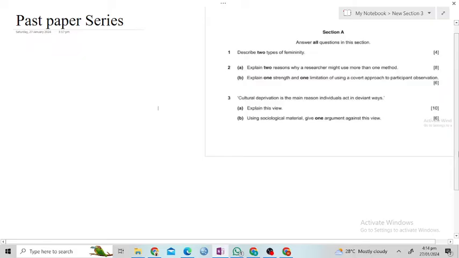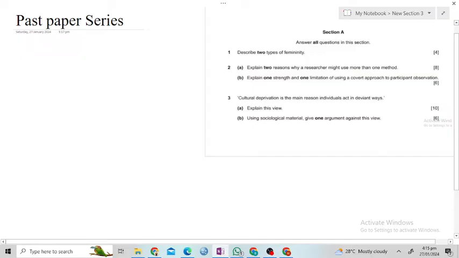Now we are at question number 2, the 2A part. It says: explain 2 reasons why a researcher might use more than one method. It's an 8 marks question, so the idea would remain the same for all the papers, whether you attempt them in the past papers or in your final exam. There is a bit of difference in the 8 marks question. If you remember, whatever the question marks, we divided the marks in video number 1, and we will divide the same marks in the 8 marks question, but we have additional things as well.